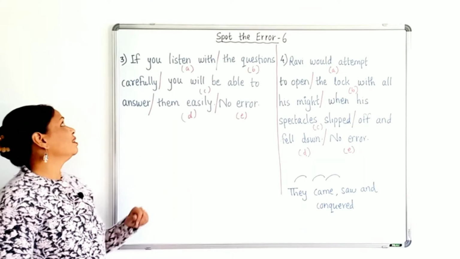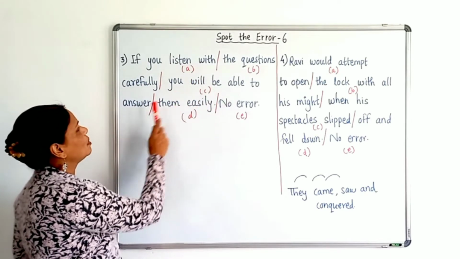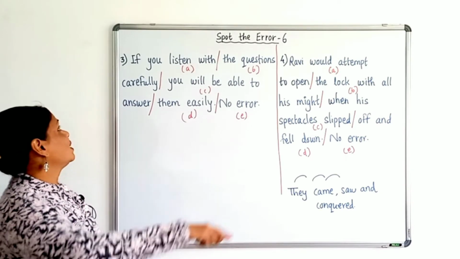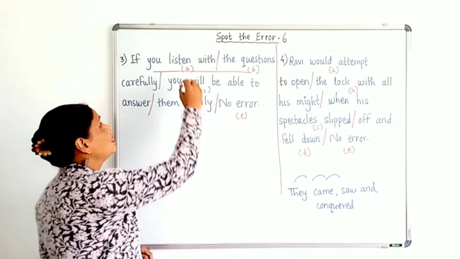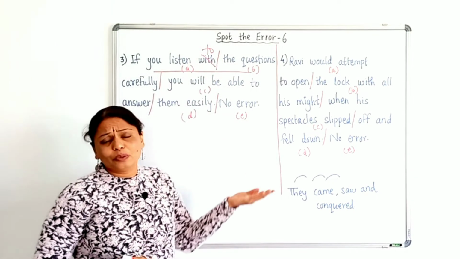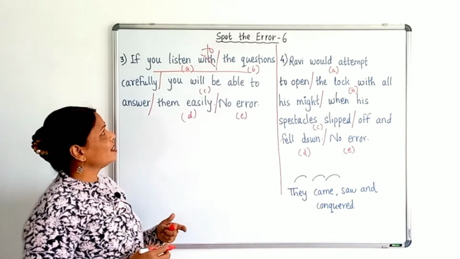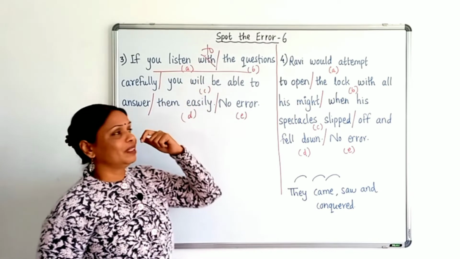Sentence number 3. If you listen with the questions carefully, you will be able to answer them easily, no error. Look at this phrase, listen with the questions. It should be listen to the questions. The phrase is always listen to. I listen to you carefully. So there is an error in the usage of the preposition. It should be to and not with.